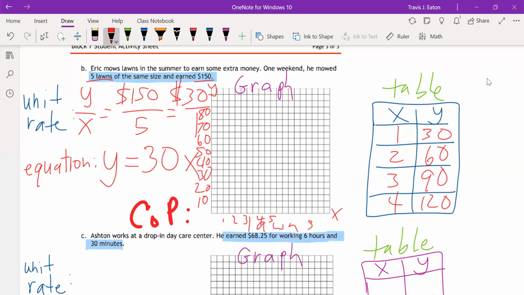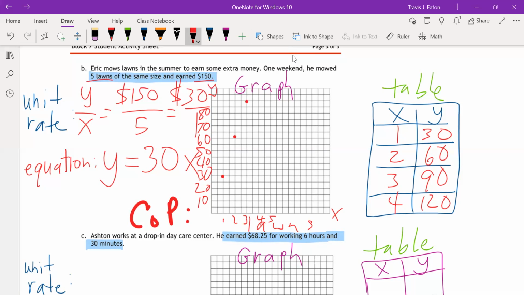Okay, but 1 lawn is $30, right? So let me get my cursor there. 1 lawn, $30. 2 lawns, whoops, well, close enough. 3 lawns, $90. I think that's right. Whoops, I was 1 line over. Sorry about that. Well, for crying out loud. There we go. One more try here. I think that's right. Yes.